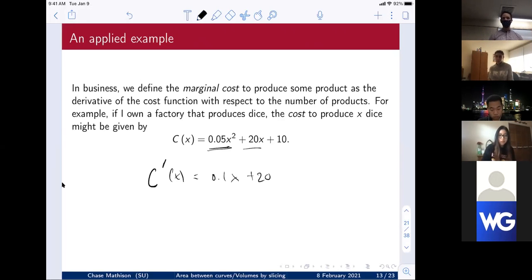Then the marginal cost, which again tells me, if I'm making 100 products, how much it's going to cost to make one more, that difference in cost. Okay, so the marginal cost is given by this: 0.1x plus 20.